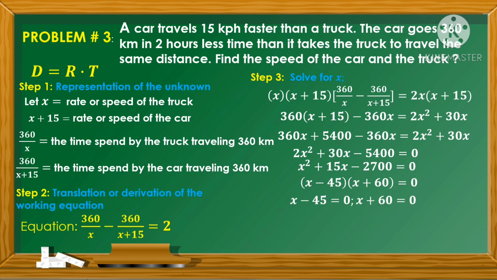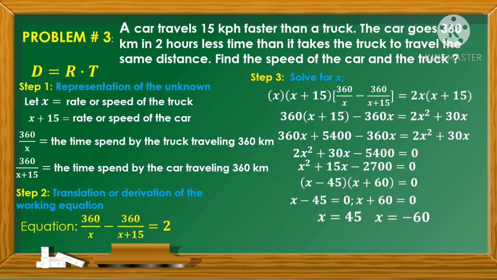Then equate its factors to zero. So, you have x minus 45 equals 0, x plus 60 equals 0. Then we can find the x now. X is 45 and negative 60. So, we have two values of x. So, siyempre, i-analyze natin, alin ba itong dalawa ang pwedeng maging sagot? So, yung isa kasi negative. You are talking about the rate, yung bilis noong truck. So, ibig sabihin, dapat positive yung involved dito. So, i-reject natin yung negative 60.